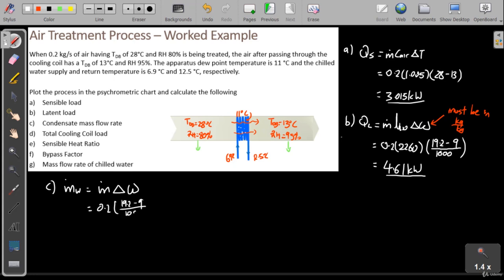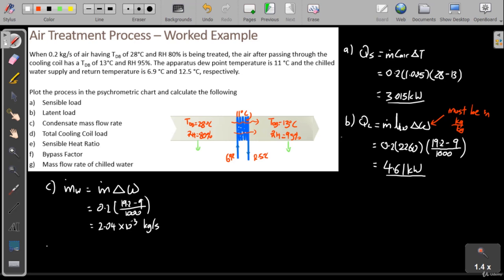And if you compute this out, you will get a very small value, and the value is 2.04 times 10 to the power of minus 3 kilograms per second. That is to say, it is around 2 grams per second of water that will come out as condensate.